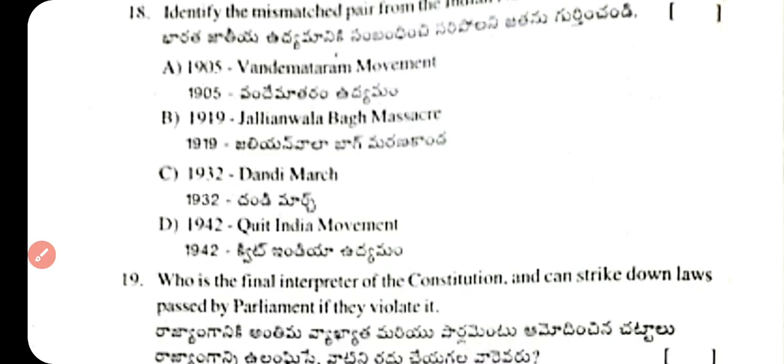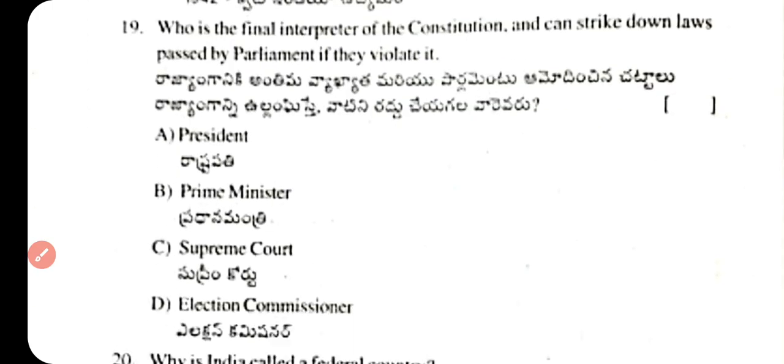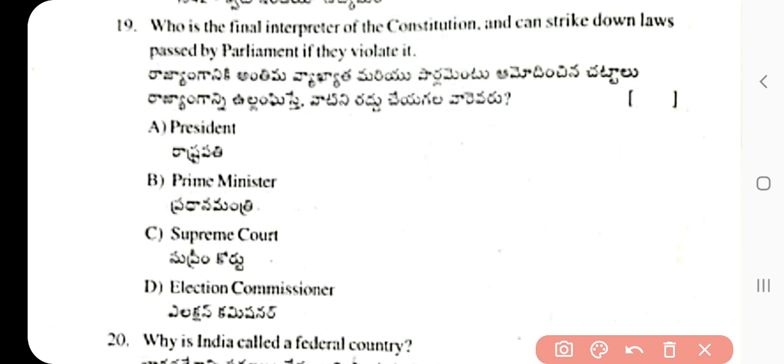Question number 19. Who is the final interpreter of the constitution and can strike down laws passed by the parliament if they violate it? Options given: president, prime minister, Supreme Court, election commissioner. The answer is the Supreme Court, the correct answer to the 19th question.